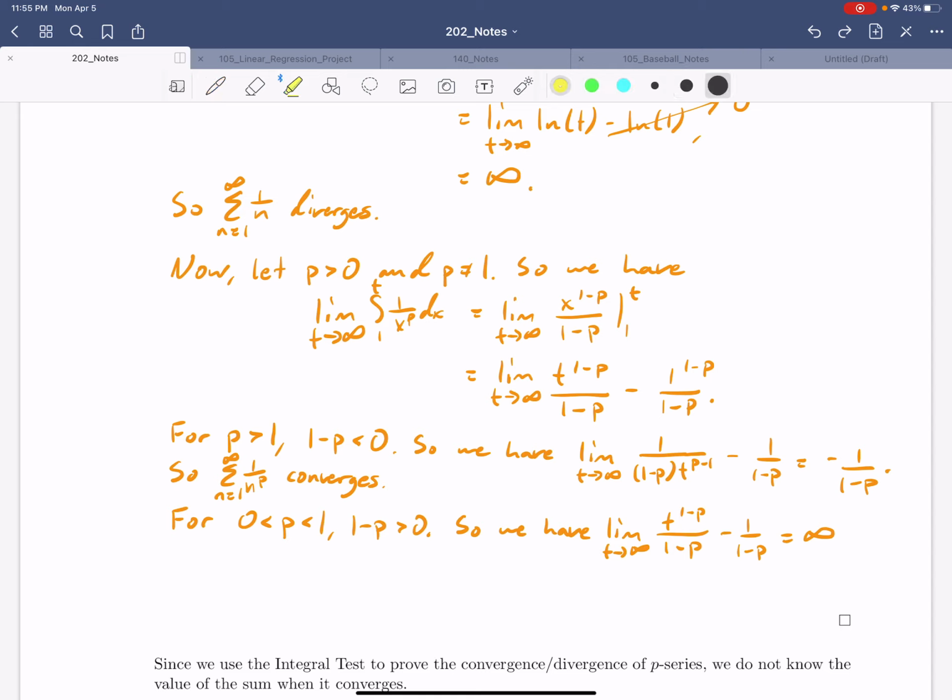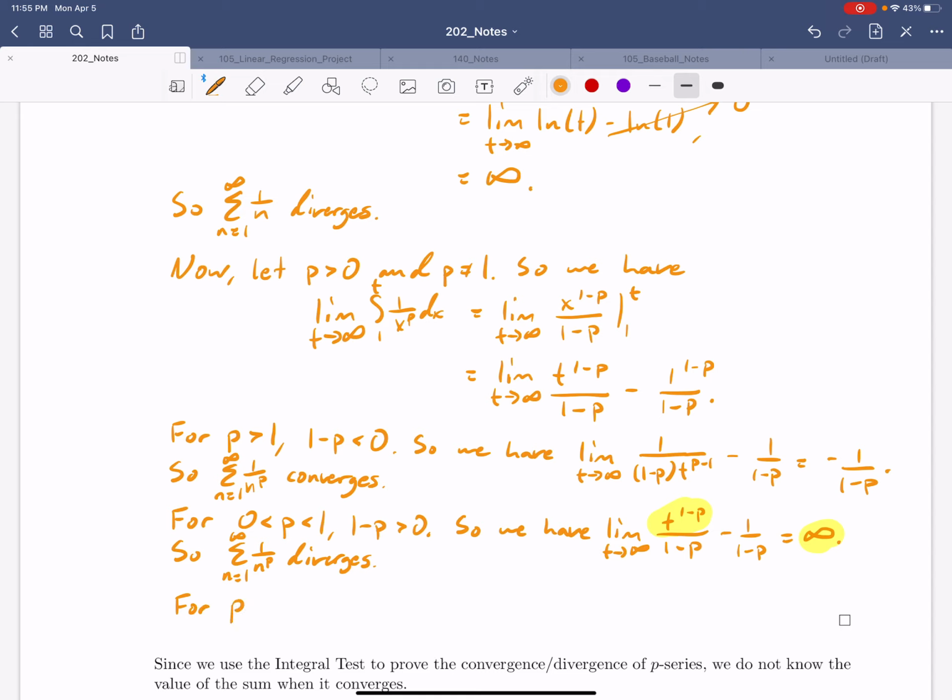Just to highlight this, right? Literally highlight it. That's how we're getting it. Okay? So, this infinite sum diverges.